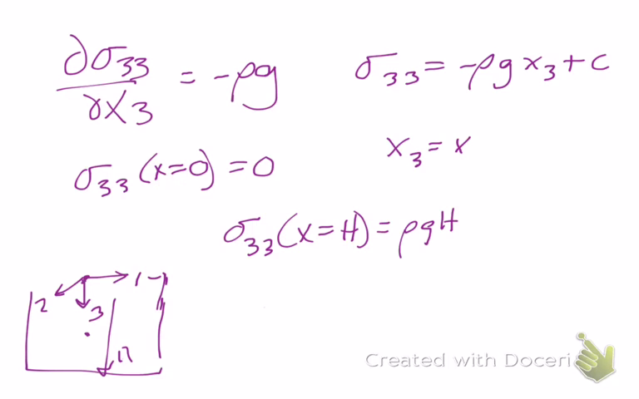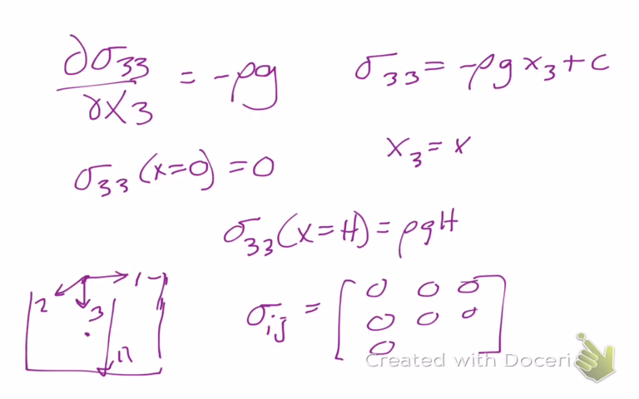So our sigma ij now equals 0, 0, 0, 0, 0, 0, 0, 0, and negative rho g x3 plus c. But since we've decided that it's a free surface at the top, that c is zero. If we were also applying a stress at the top, then we can add that in and then our c would not be zero. I'll just get rid of this. So we have a nice tensor for sigma now.